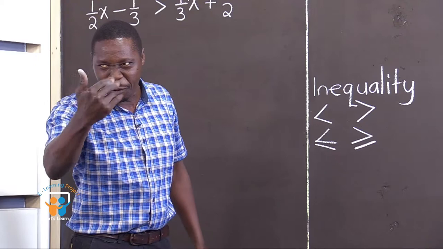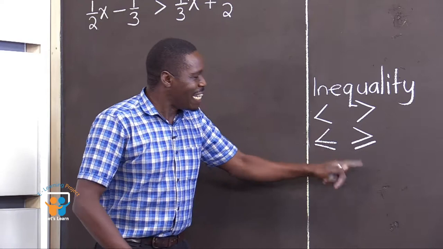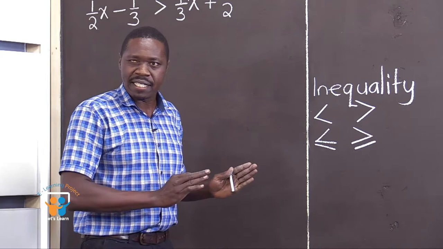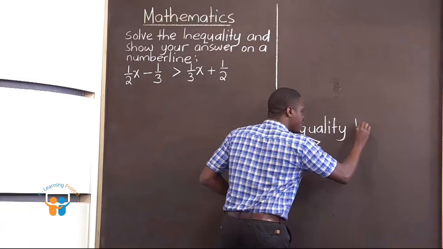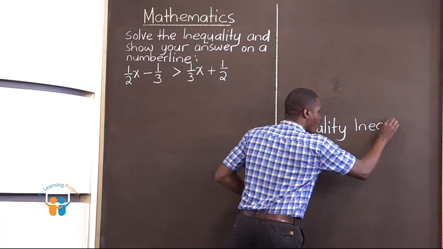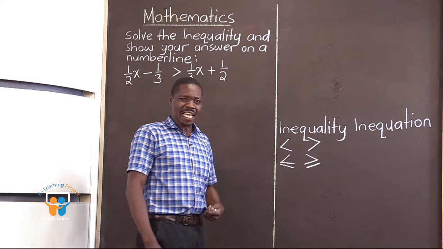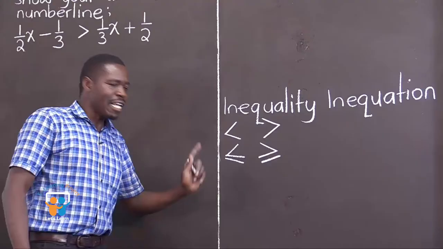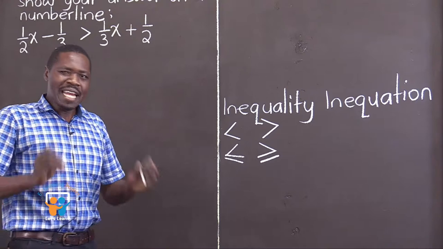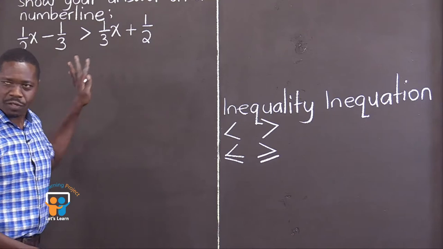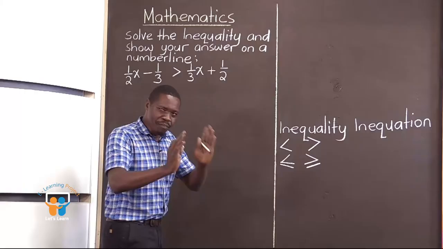Now, less than, greater than, less than or equal to, greater than or equal to. But remember, in inequalities, we also have what we call inequations. An inequation is an equation having an inequality sign. Now, we are going to learn more about inequalities as we solve this number. Mr. Examiner, sir, let us go to the solution.